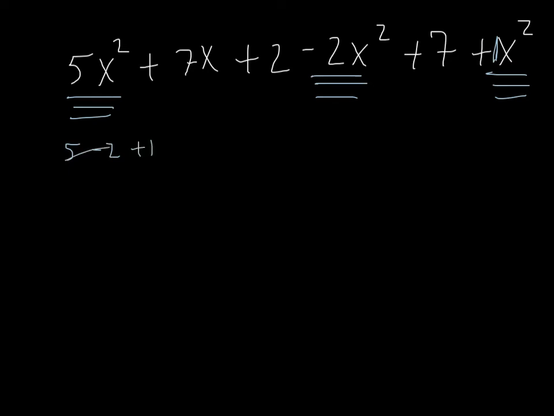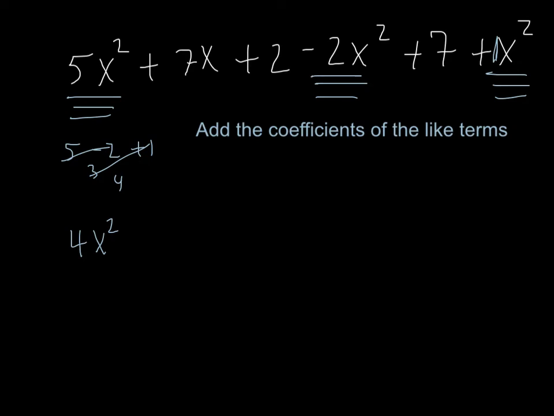Well, 5 minus 2 is 3, plus 1 is 4. So altogether we have 4x squared. What I've done is I've combined my coefficients. Or, as I've just written for you here, we'll add the coefficients of the like terms.